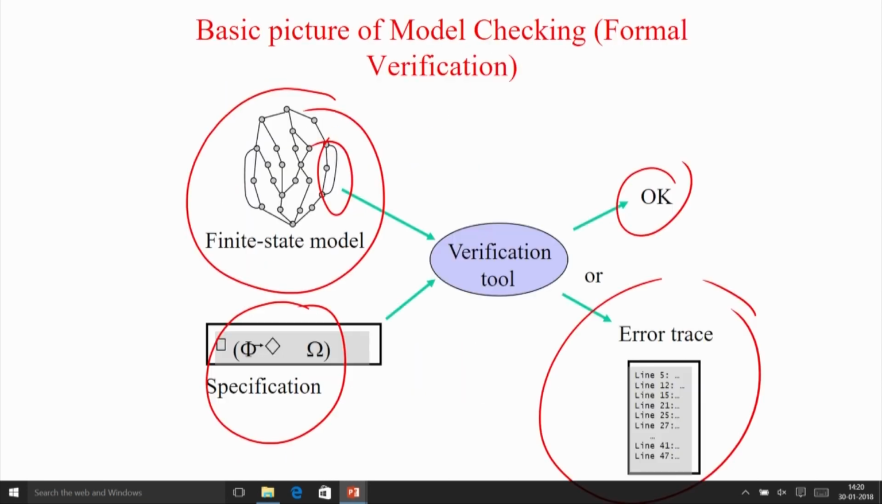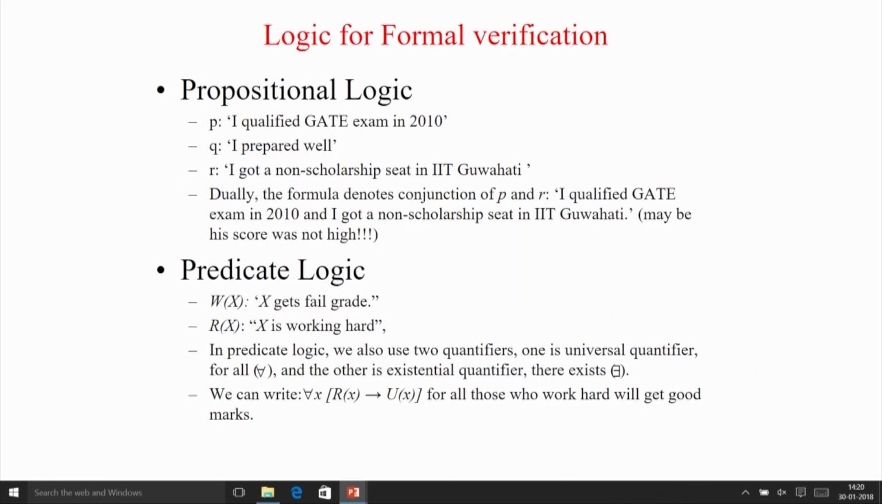Now, as we were saying, we will go for formal verification, so we are just going to quickly cover some logics which you have already done in your theoretical foundation of computer science. So what is propositional logic? Propositional logic means I have statements like: I qualified in the GATE exam 2010, I prepared well, I got a non-scholarship seat in Guwahati. If you are making direct assertions, this is true, this is bad, this is good, that comes under propositional logic.